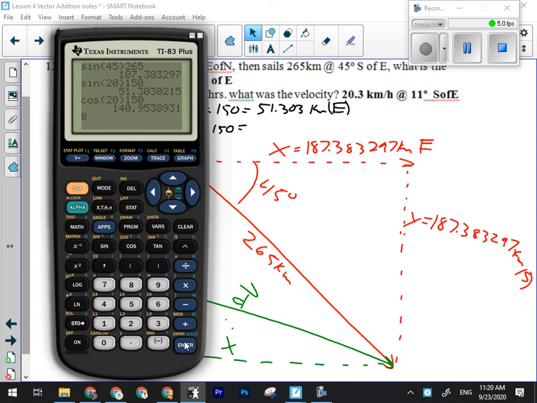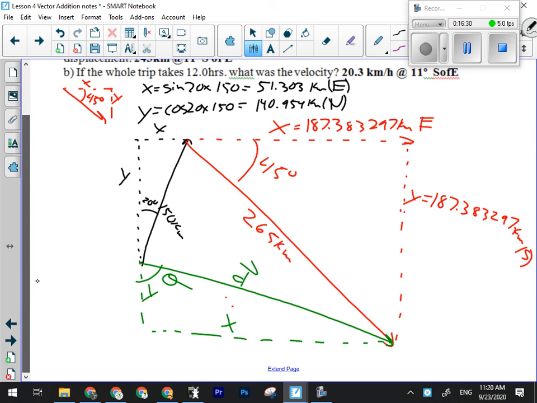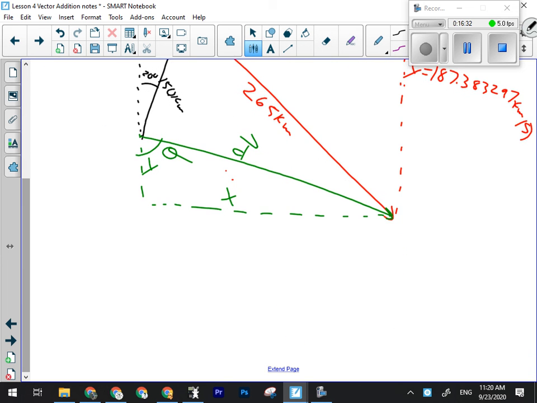Okay, so we're looking at 140.954 kilometers north. Okay, so now I've got all my x's and all my y's. Now I can find green x and green y.